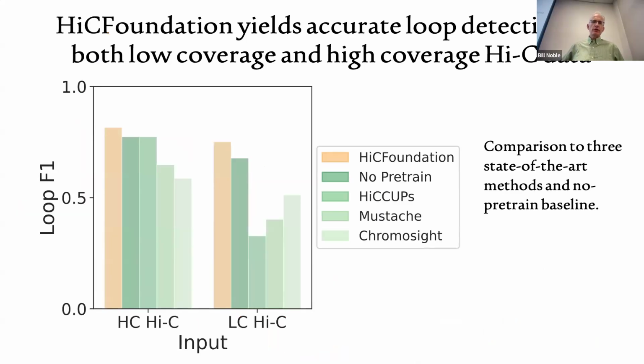And what we compare against is the same model, HiCCUPS, but also two others, Mustache and Chromosight. And here the score that we're using is the so-called loop F1 score. So it's basically a combination of the precision and the recall. And what you can see is we're comparing both to the state-of-the-art methods and the no pre-trained baseline. And in each case, it's doing a much better job of identifying loops.